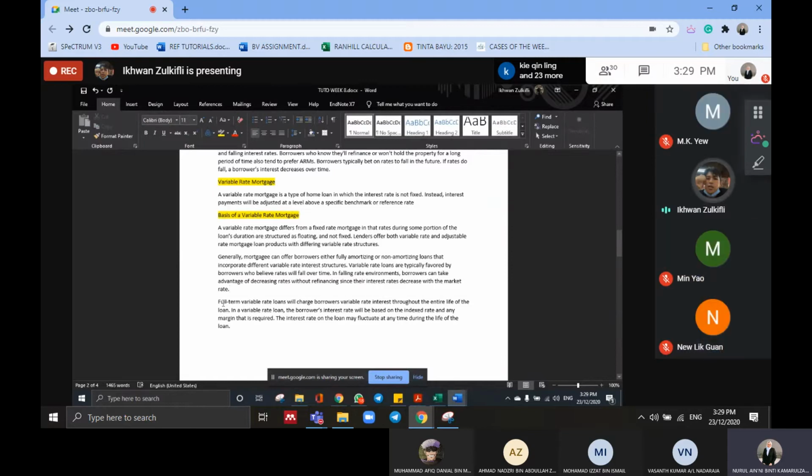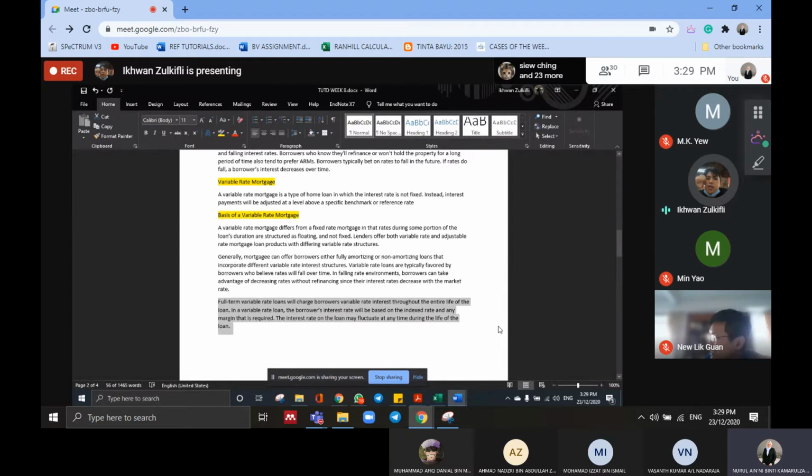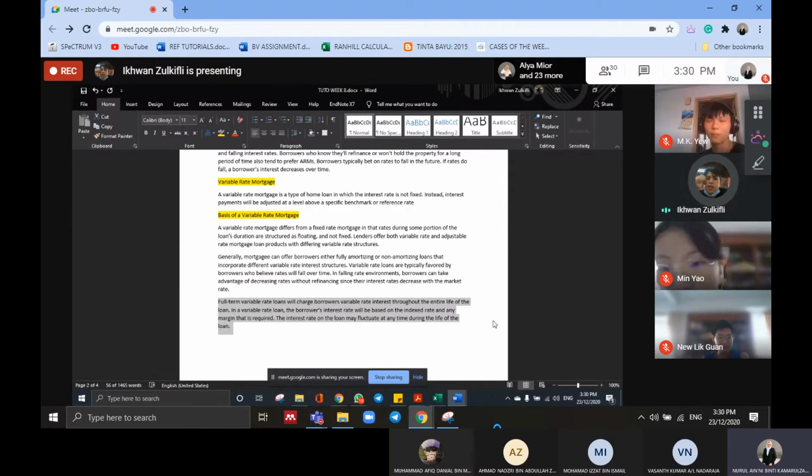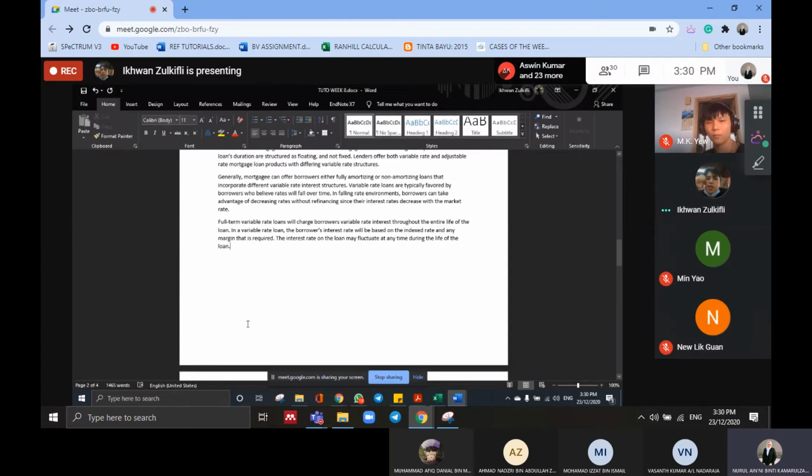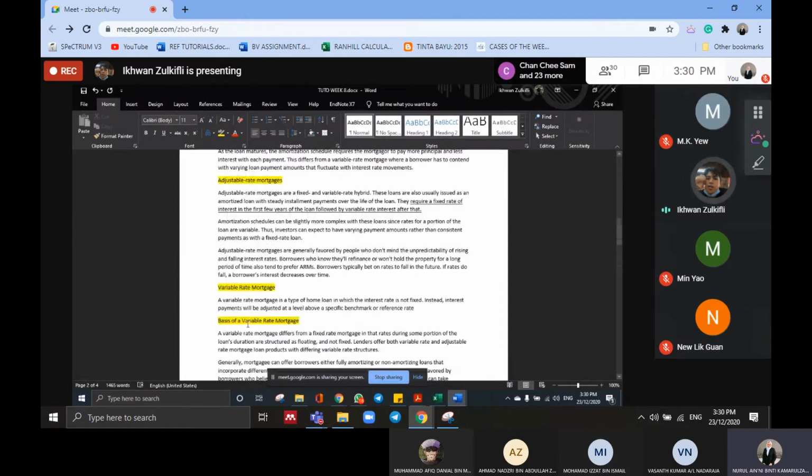In full-term variable rate loans, we charge borrowers variable rate interest throughout the entire life of the loan. In a variable rate loan, the borrower's interest rate will be based on the index rate and any margin that is required. The interest rate on the loan may fluctuate at any time. It means the interest rate may go up and down during the life of the loan. That's for question 1.